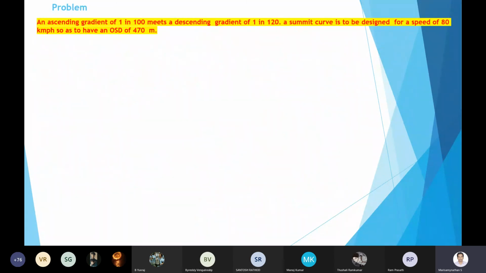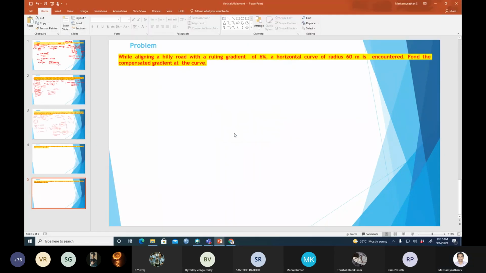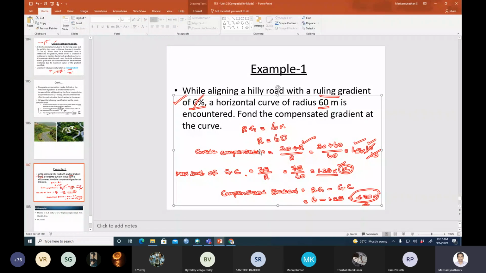At the same time, with respect to the OSD, how to estimate it has been given in these equations, which is exactly similar to the second problem that I have shown. So these are the things, and this will be the ruling gradient, for which I already showed how to solve it in the previous slide itself. So this is with respect to the vertical alignment. Yes, this is the same problem only. With 6% rolling gradient and 60-meter radius, find the compensated value, which we already estimated here.